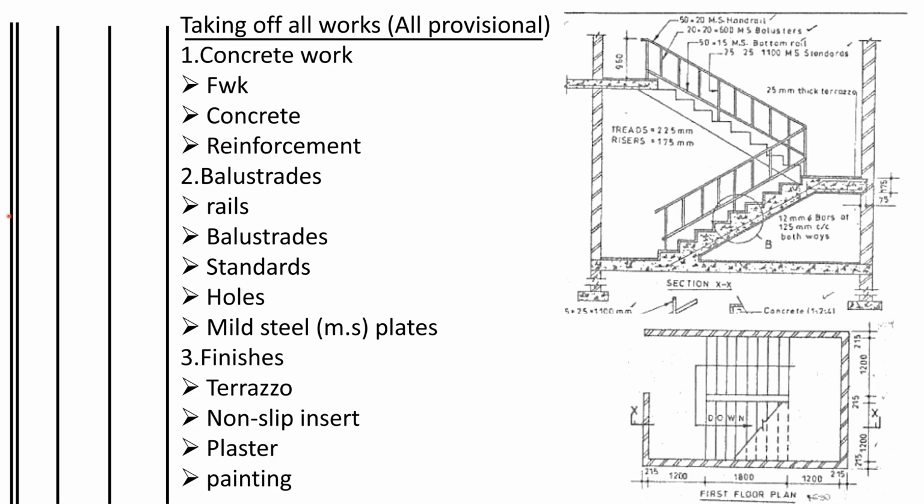Then after we are done with that, we shall go to the balustrades. For the balustrades, we shall take off the rails, the balustrades, the standards, the MS holes that the standards will go into the floor. Then we have the mild steel plates. Then we go to the finishes. We have seen the terrazzo, the non-slip insert, the plaster at the bottom of the soffits. Then we have the painting. So all this we are going to take off.